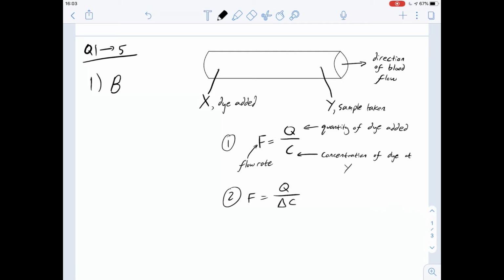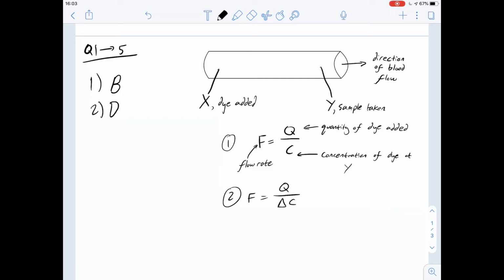So it means the answer isn't going to be A, B, or C, leaving D as our answer in this case. Now number 3 talks about figure 2, which I've copied out here. So we've got 2 points, X and Y. X is the point at which dye is being added at a constant rate, and Y is where a sample of blood is to be removed.